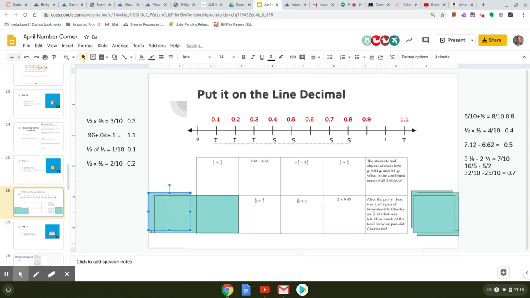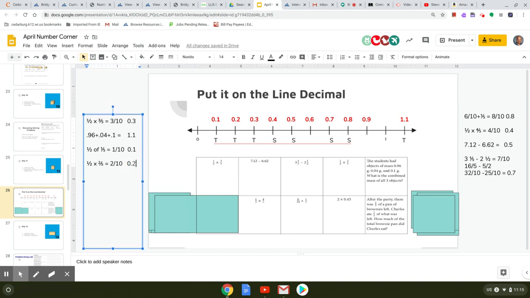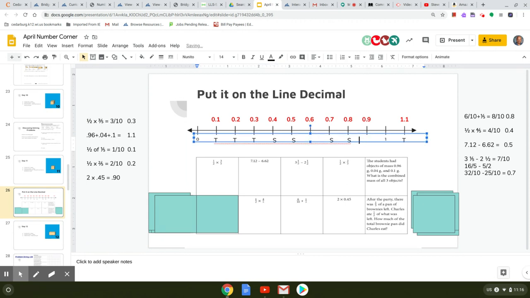It says, what is 2 times 0.45? 2 times 0.45 or 45 hundredths. And I know that I can do the multiplication, or I can just add 0.45 and 0.45. And I know that that is 0.90. And where does that go on our thing? Okay. Well, this kind of helps, right? It is a big card.